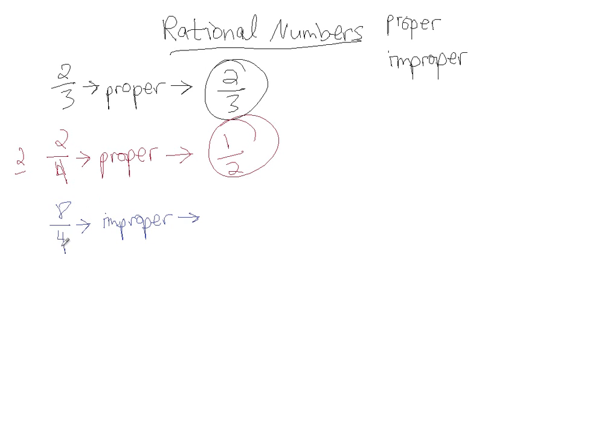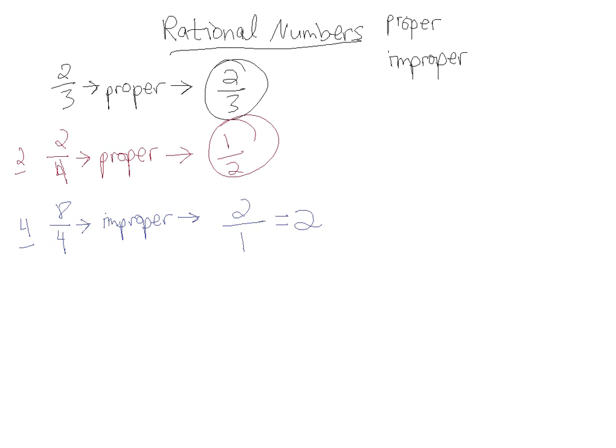Now, is it in lowest terms? Well, is there any number that we can divide evenly into 8 and also divide evenly into 4? Well, yes, we can take 4. 4 will go into 8 2 times, and 4 will go into 4 1 time. We can actually simplify this a little further and write it as 2. Any rational number that has a denominator of 1, we can also write as a whole number.